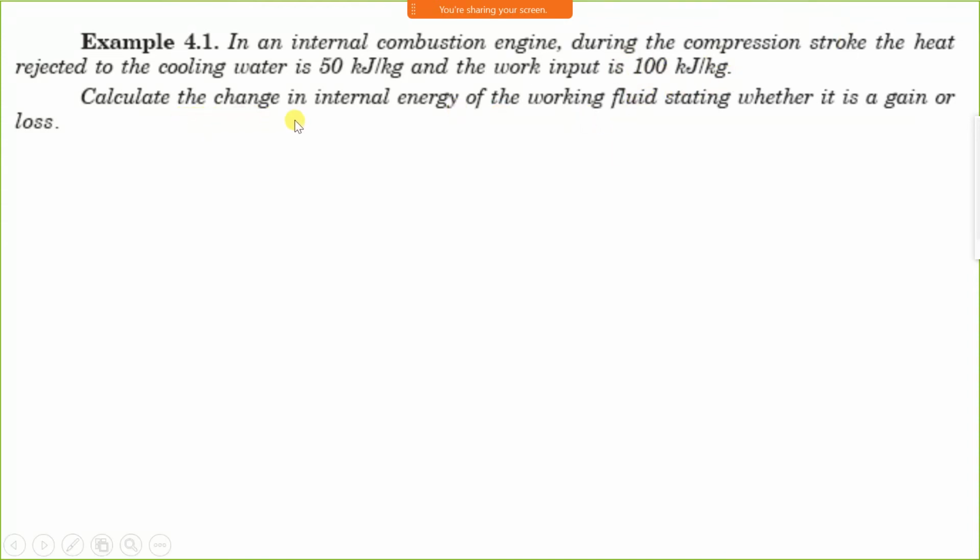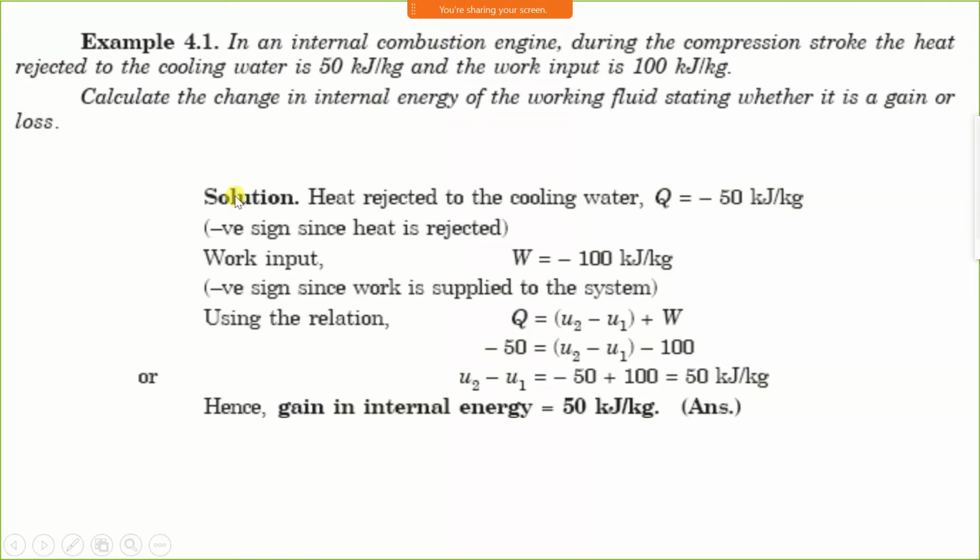Calculate the change in internal energy of the working fluid, stating whether it is a gain or loss. We have to calculate internal energy and check whether it is gain or loss. Solution: heat rejected to the cooling water, that is Q is equal to minus 50 kilojoule per kg. Why is it minus? Because heat is rejected from the system. Minus sign since the heat is rejected.